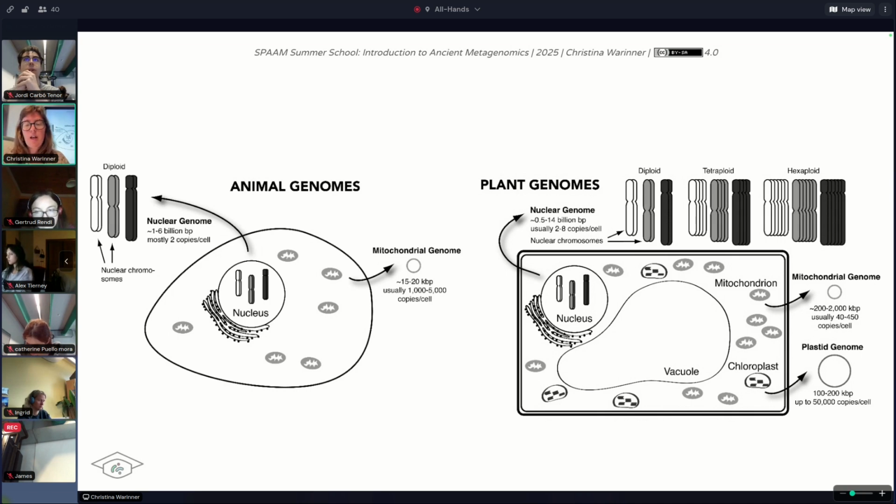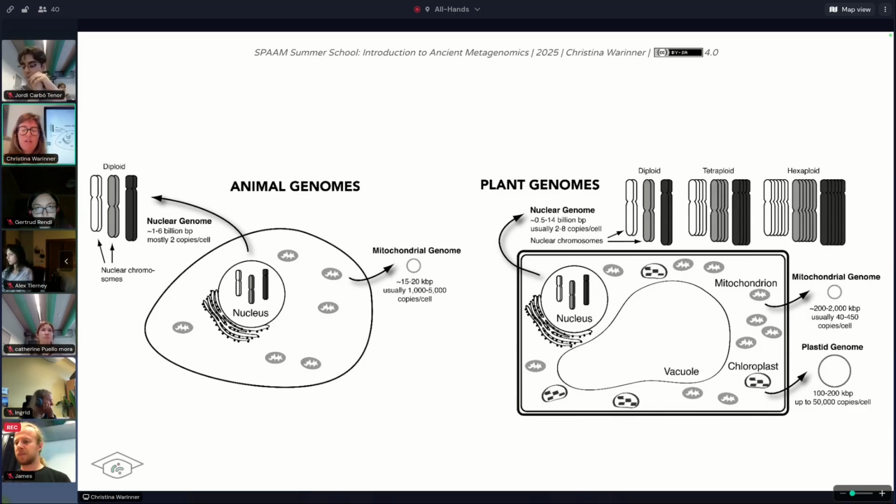Typically, plants will have between 2 and 8 copies of their genomes. Again, their nuclear genome is organized into the nucleus, and they also have mitochondrial genomes. Their mitochondrial genomes tend to be much larger, so theirs are between 200 and 2,000 kilobases long. They usually have between 40 and 450 copies per cell. Again, that varies by the plant tissue type.